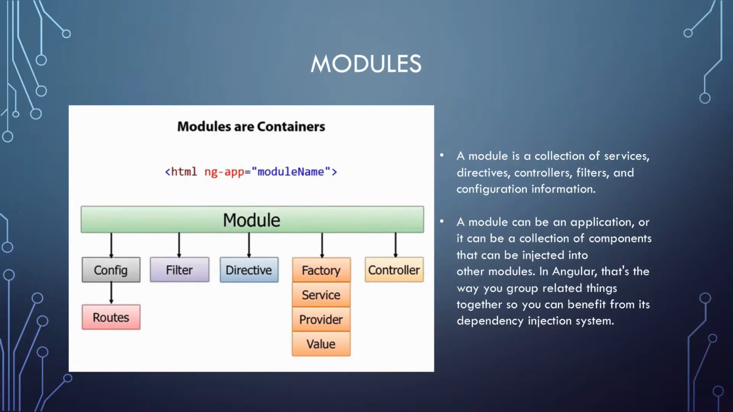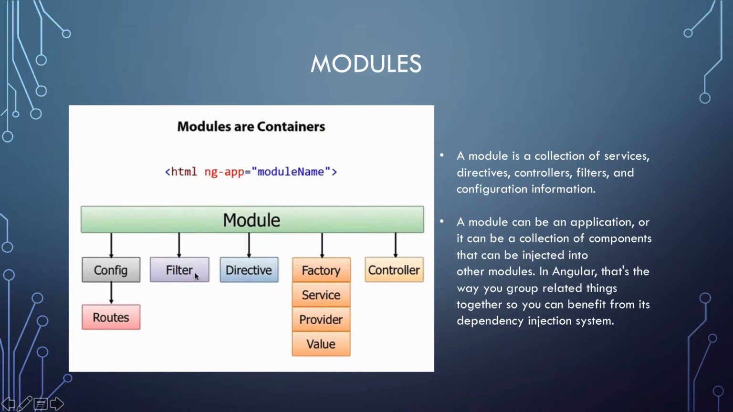The next topic is modules. Modules are basically containers. They're a collection of services, directives, controllers, filters, and configuration information. A module can be an application, or it can be a collection of components that can be injected into other modules. In Angular, that's the way you group related things together so you can benefit from its dependency injection system. Basically, modules consist of everything inside the project.